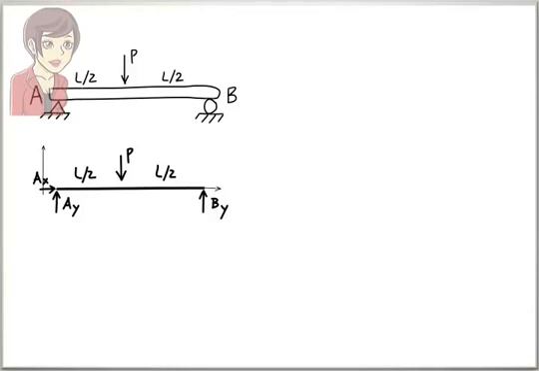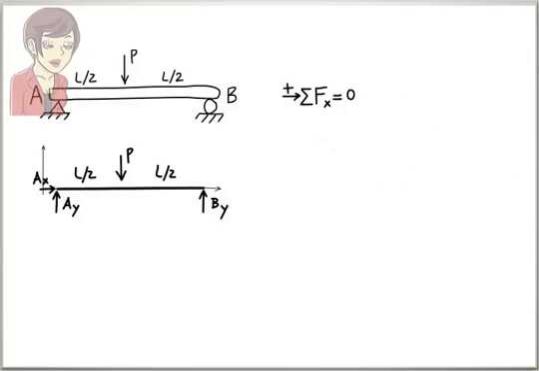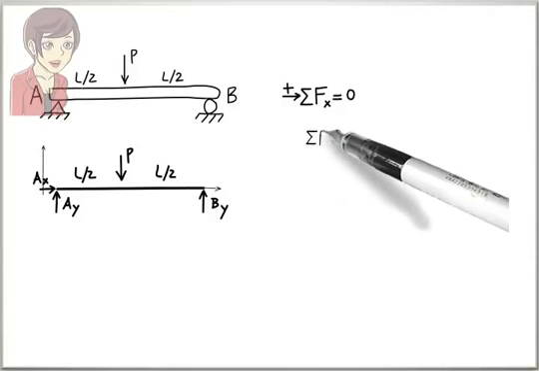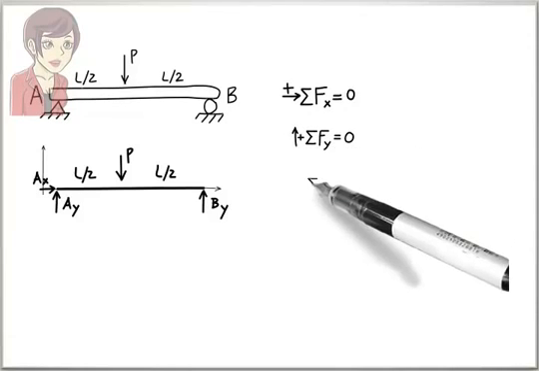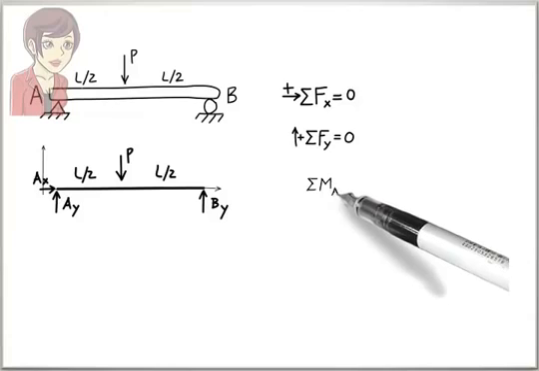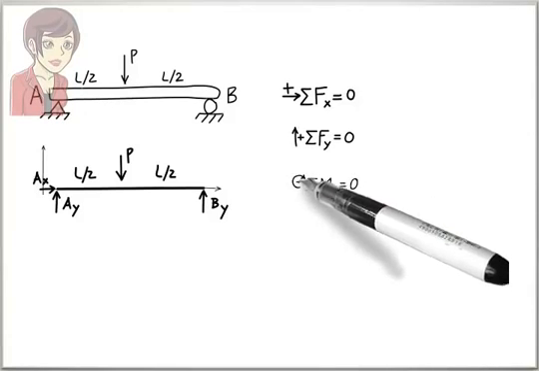1. Sum of the forces in the x direction must be 0. 2. Sum of the forces in the y direction must be 0. 3. Sum of the moments about the z-axis at, say, point A must be 0.